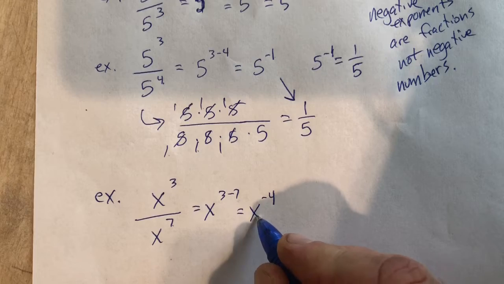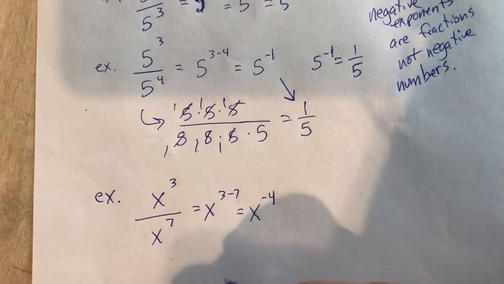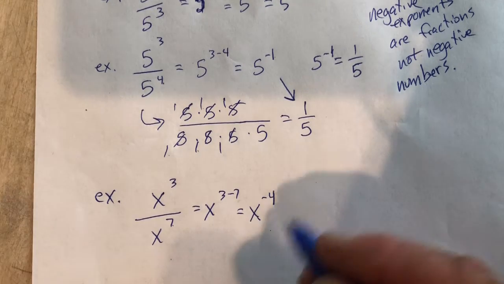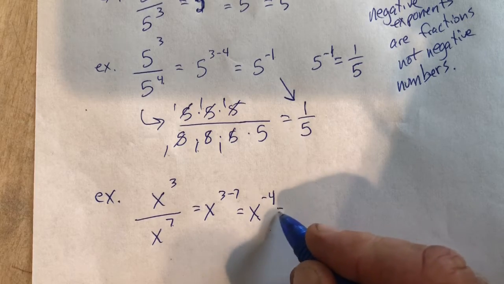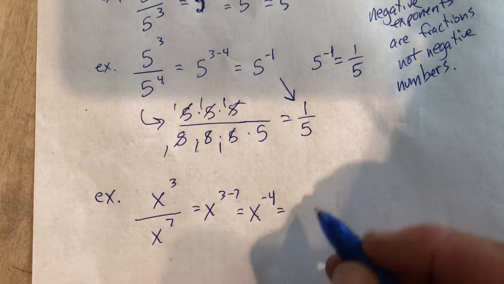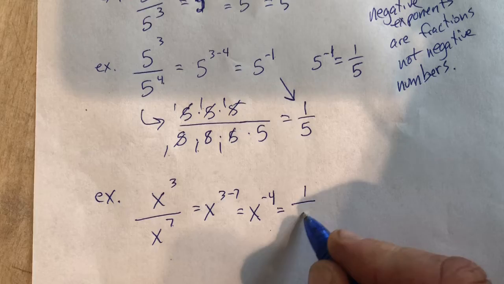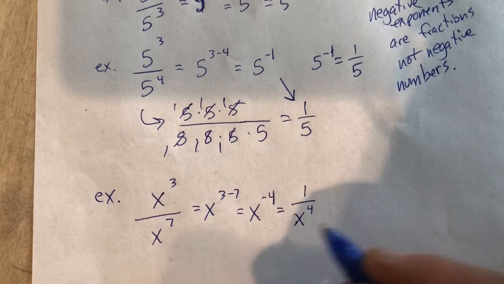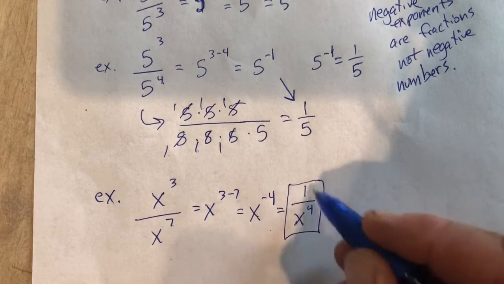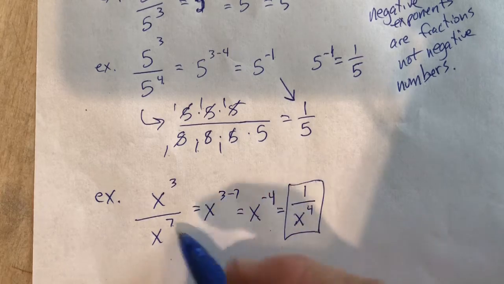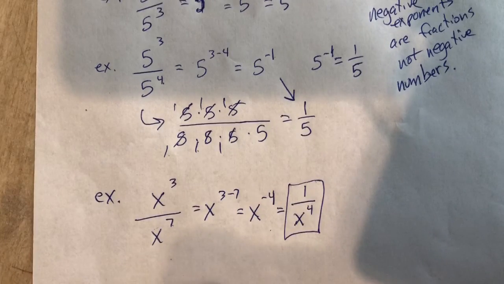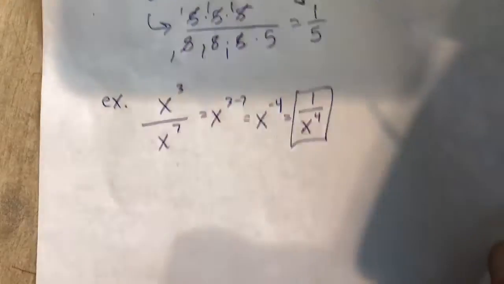And I'm not allowed to give that as my answer. According to the math world, this needs to be rewritten as its fraction value, which would be 1 over x to the fourth power, like that. So that would be the simplified answer from this problem. A couple of other examples that go along with that.